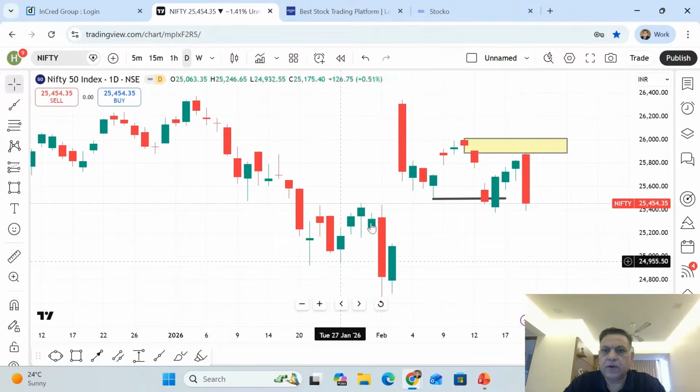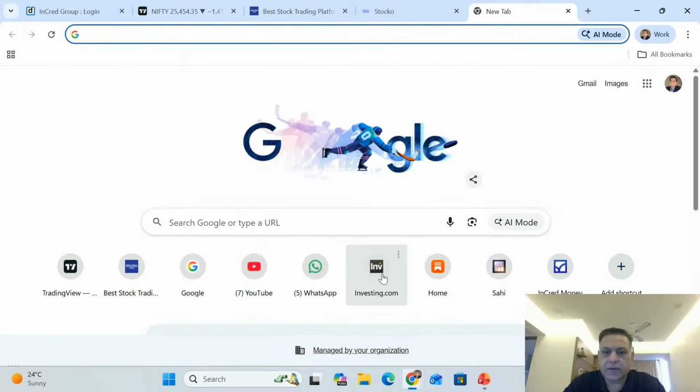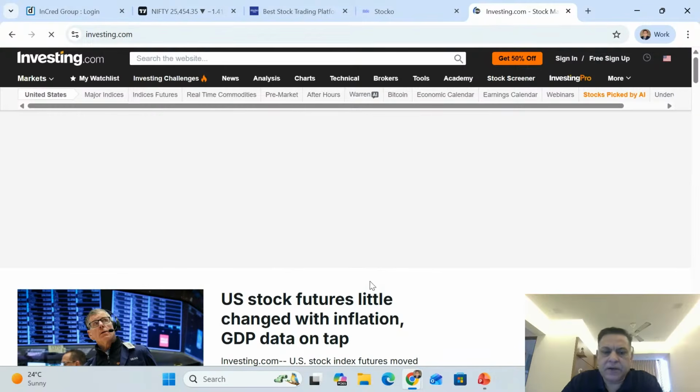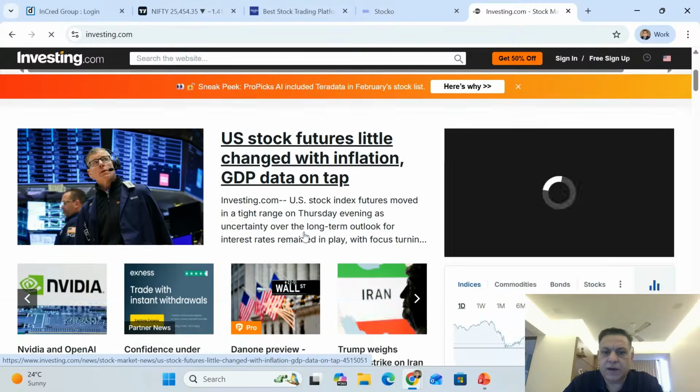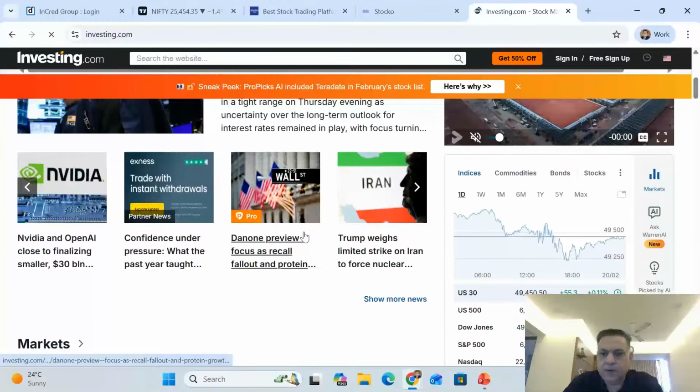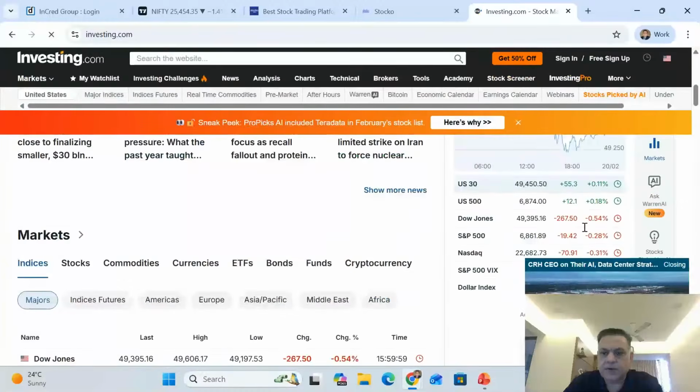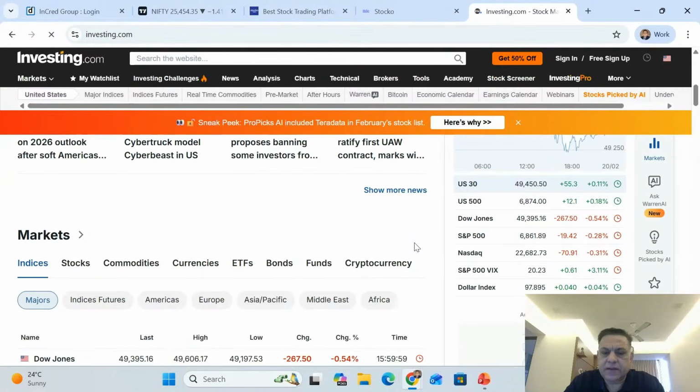So this is what I wanted to highlight today, but as a matter of regular routine, to plan for the day, always have a check on what the global markets are doing. The headline says that US futures little change with inflation, GDP data on tap. So आपको ध्यान होना चाहिए कि यूएस में इन्फ्लेशन और जीडीपी डेटा रिलीज होने वाला है. With the report release, there is always the question whether the Fed will be hawkish or dovish, whether rate cuts will be there or a pause. Lots of such uncertainty comes in, right? So yesterday Dow closed with a cut of 267 points, which is 0.5% down. Futures are trading flat right now.